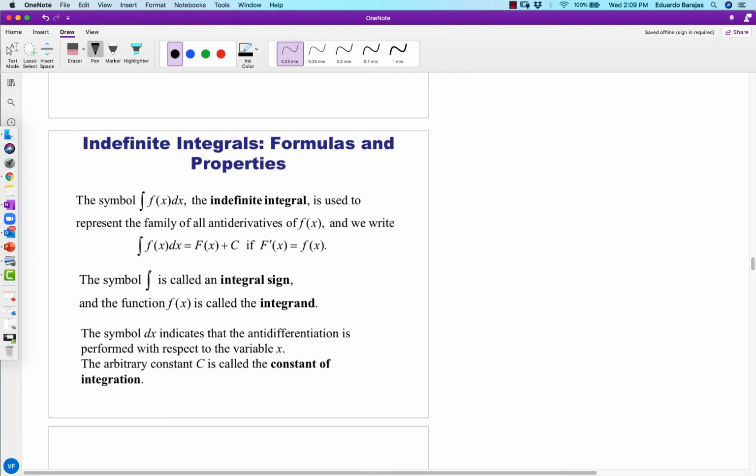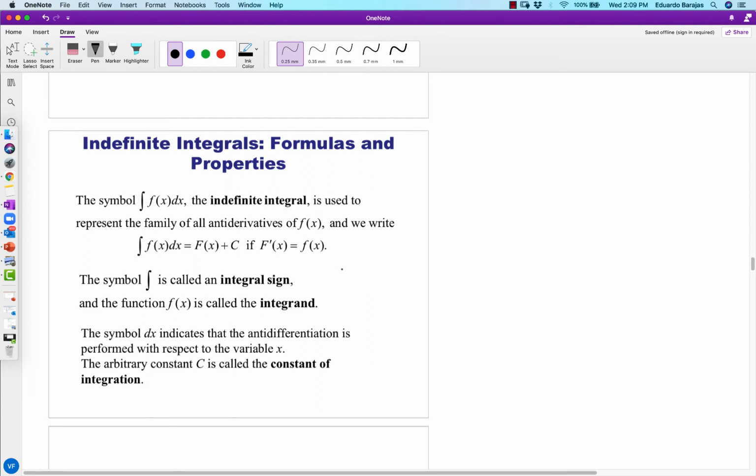Okay, so this little symbol, it's like an elongated s, is called the integral sign. So this is the integral sign. And the function f of x is called the integrand. So that's the function that you're integrating with respect to dx. The symbol dx indicates that the antidifferentiation is performed with respect to the variable x. The arbitrary constant c is called the constant of integration. Okay, that's this guy here.